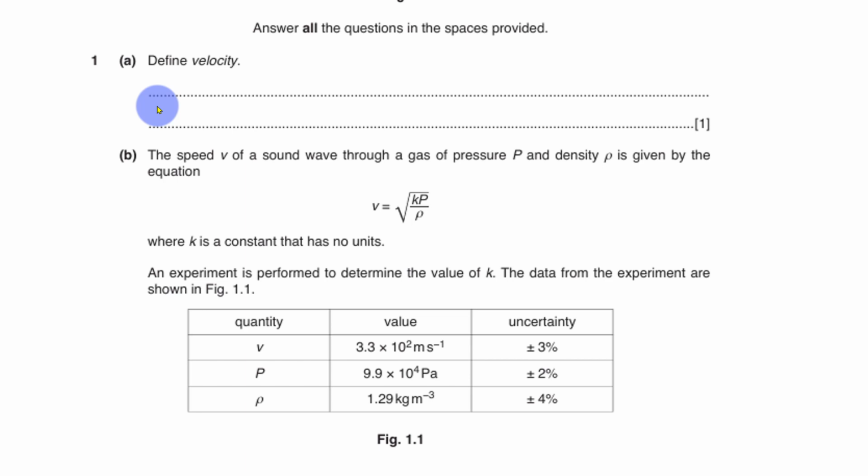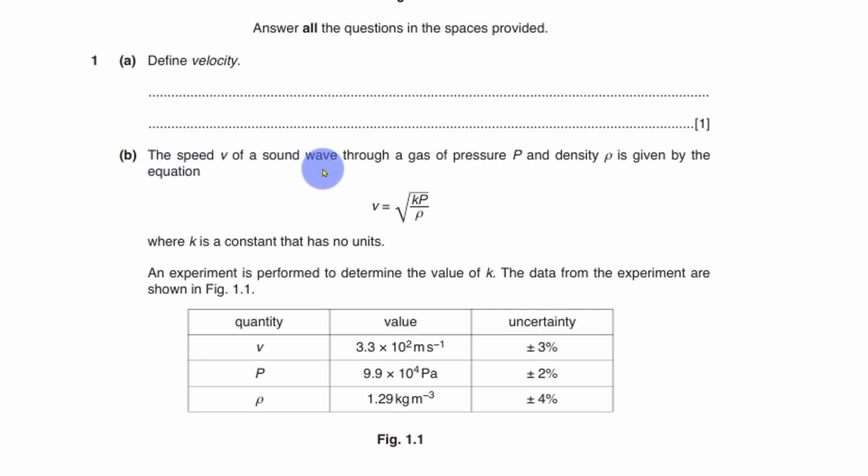In this video, I'm going to teach you how to calculate absolute uncertainty when given percentage uncertainty, and I'm going to use a question. This question is found in paper 2, and the first part of the question is you're asked to define velocity, because this one is straightforward. Velocity is change in displacement per unit time. So let's go to part B, which is the main part of the business of this particular question.